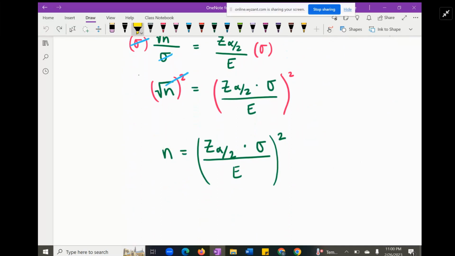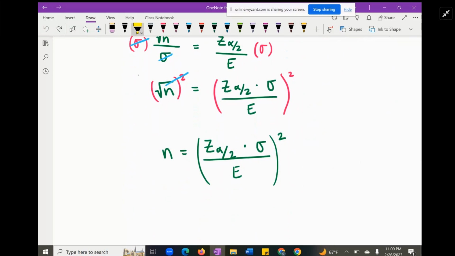And now it's set up equal to the sample size, which we're going to find. So the formula is the squaring of the critical value times the standard deviation over the margin of error. That is our formula, and you are welcome to write this somewhere in your notes. You may already have done that.